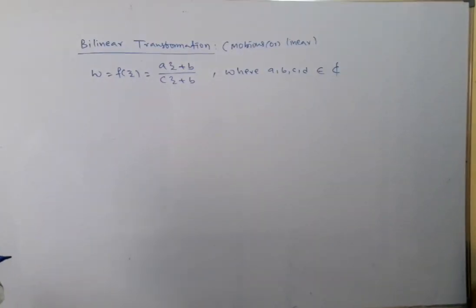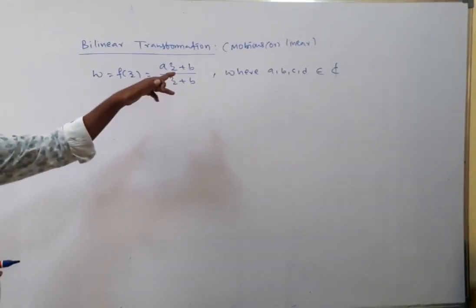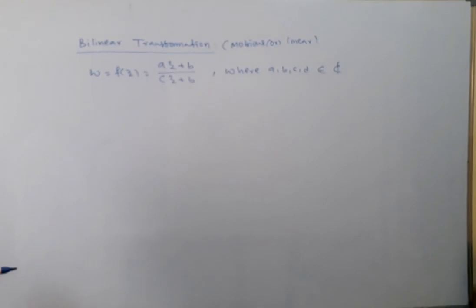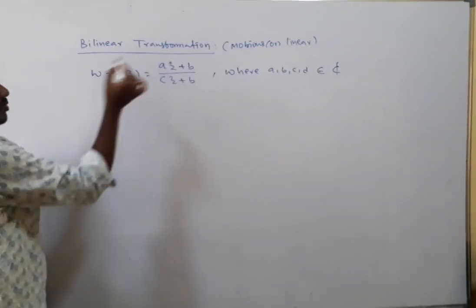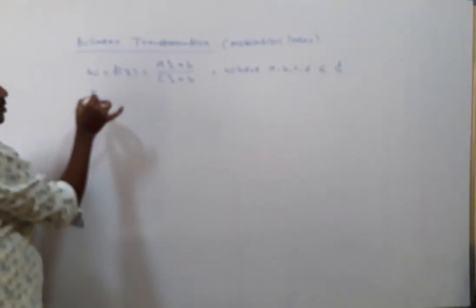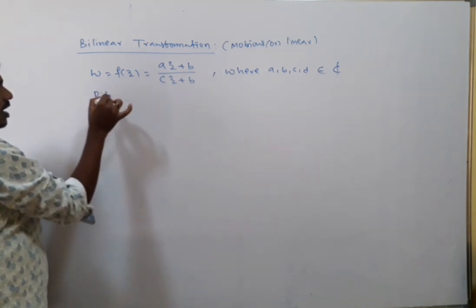Simple definition for the bilinear transformation: w is equal to f of z is equal to az plus b divided by cz plus d, where a, b, c, d are complex numbers. Such a type of transformation is called a bilinear transformation. Now I am trying to prove that the bilinear transformation, or Mobius transformation, or linear fractional transformation, is conformal.